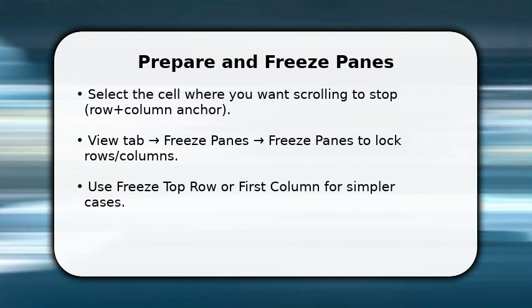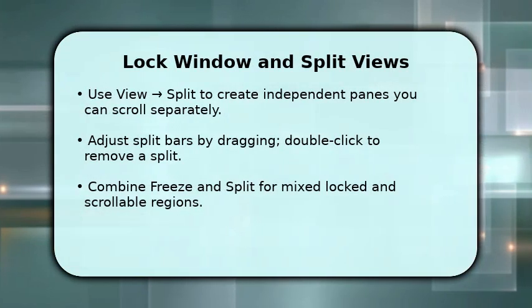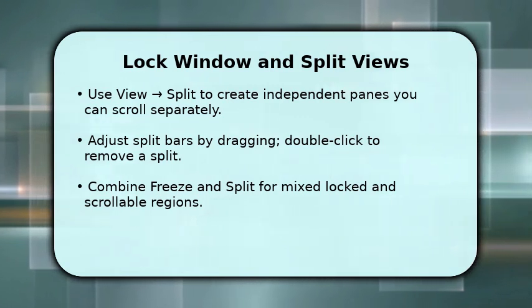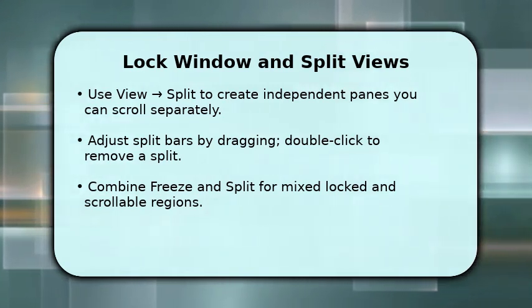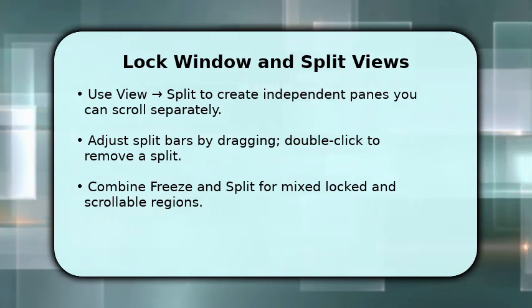Adjust anchor if necessary. Next, you control multiple view areas by using Split for independent scrolling regions. Go to View and click Split to get resizable panes. Drag the split bars to set the horizontal and vertical breakpoints. This lets you compare distant parts of the sheet without losing context.